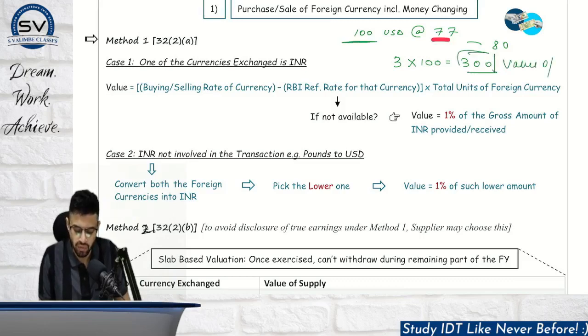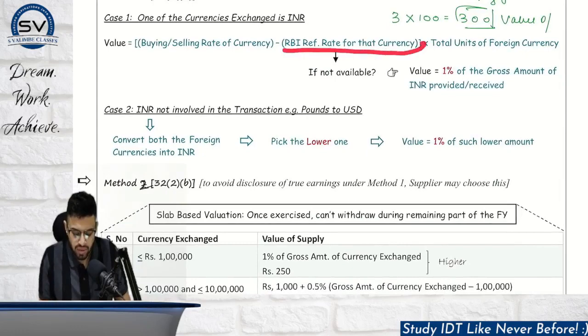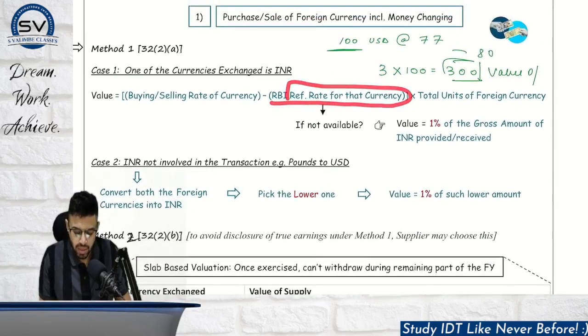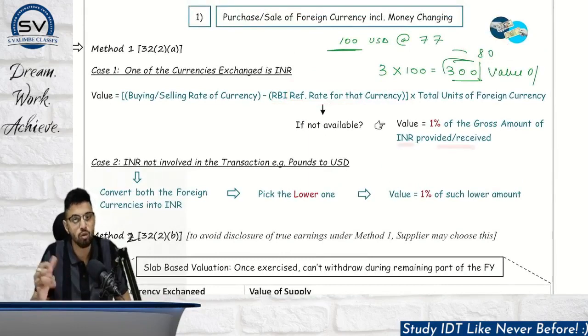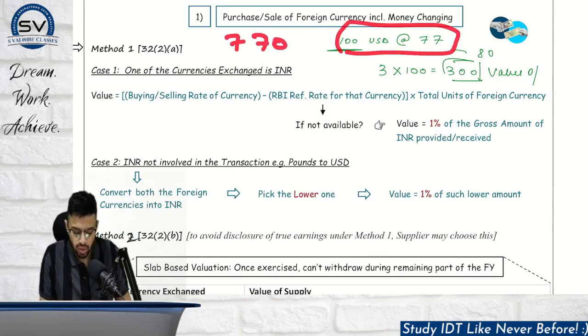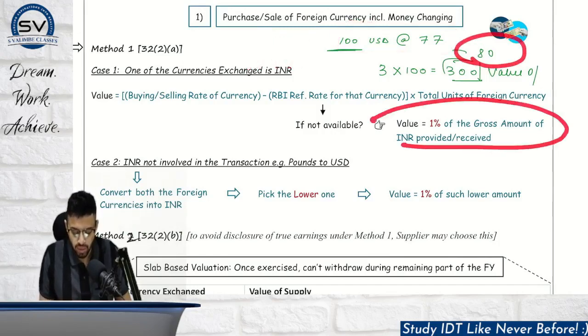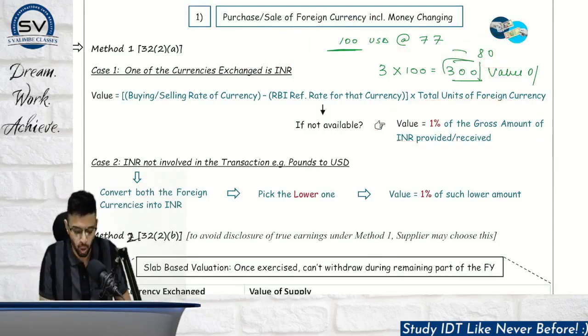Now don't get confused, 77 minus 80 is minus 3, no, you just have to take the difference, 80 minus 77, right? But what if this RBI reference rate is not available? Let's say this 80 RBI reference rate was not available. Then in that case, whatever gross amount of INR was received, in this case 77 into 100, you take that into 1%. If RBI reference rate is not available, you take 1% of the gross amount of INR provided or received. Why did you say, sir, provided or received? Because it depends on whether I bought INR or I sold INR.